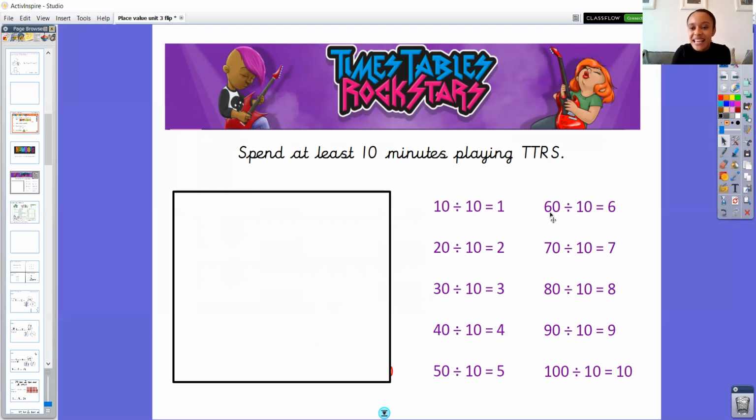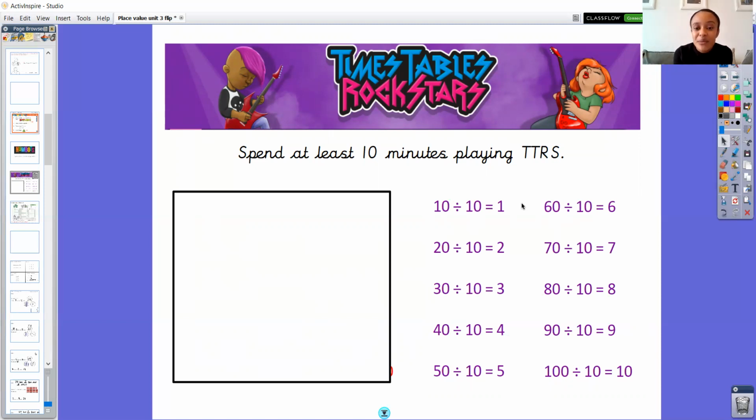Okay, this one, 60 divided by 10, we want to count how many groups there are in 60, how many groups of 10. So 10, 20, 30, 40, 50, 60. 6 groups. So that means 60 divided by 10 is 6, and we also know that 6 times 10 is 60, okay? So I know they're really tricky, but as I say, the more you practice, the better you will get, okay?